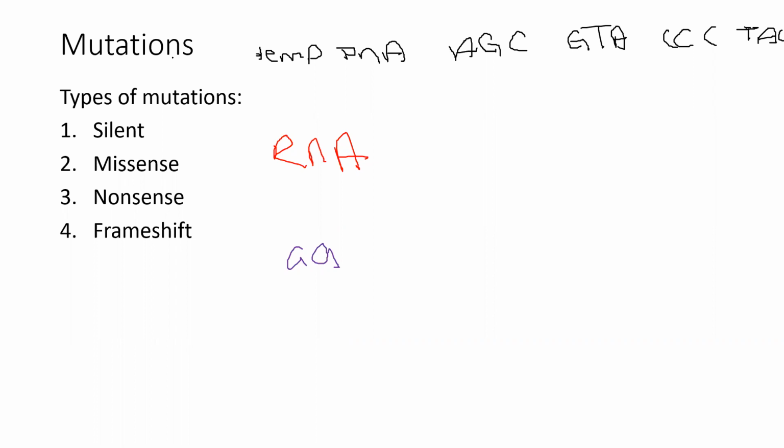So what we're going to do here is start with a piece of template DNA. That's what temp means up there, template. So that's what the DNA is supposed to be. Okay, that's what the DNA, the genetic material, is coding for. We need AGC, GTA, CCC, TAC. And I'm sorry I ran out of space there.